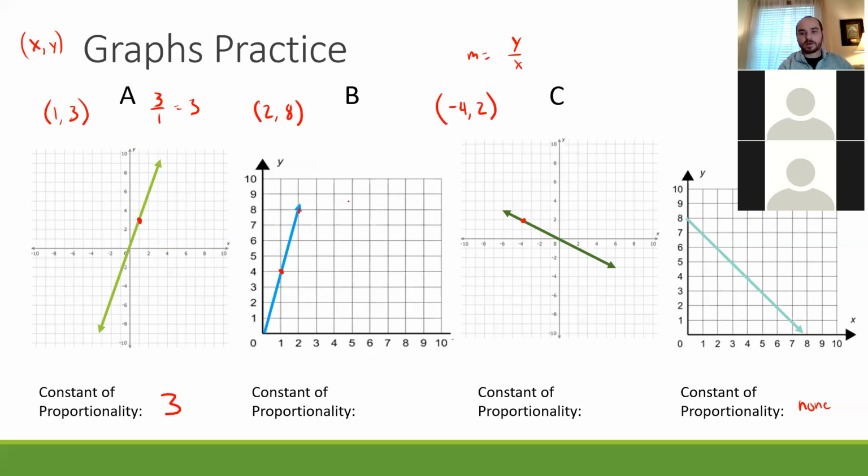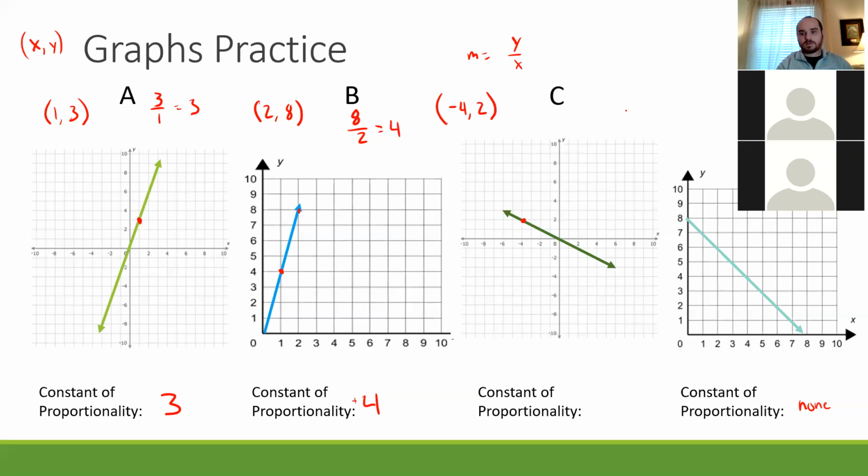If we look at letter B, we've got 2 comma 8. So we have 8 over 2. 8 divided by 2 is just 4. So our constant of proportionality is 4. And again, we've got a positive number for the constant of proportionality. We've got a positive slope. Now, C is probably the most difficult one.